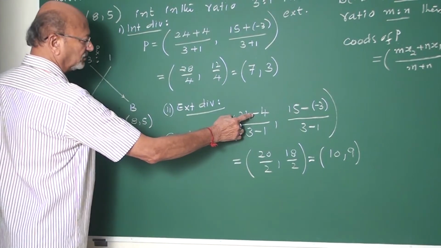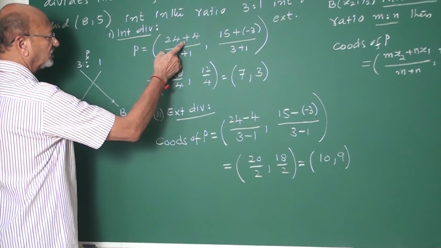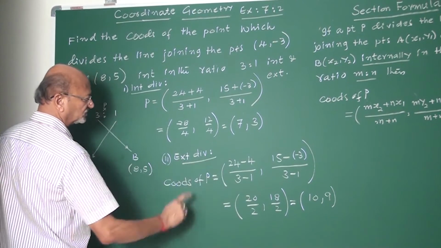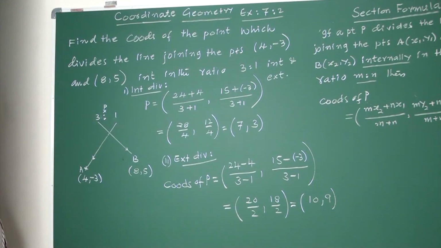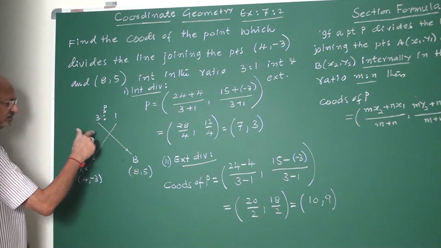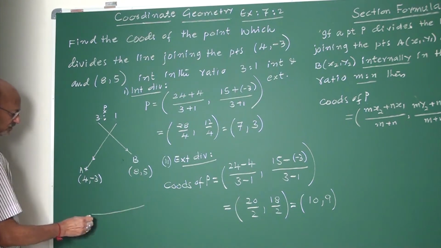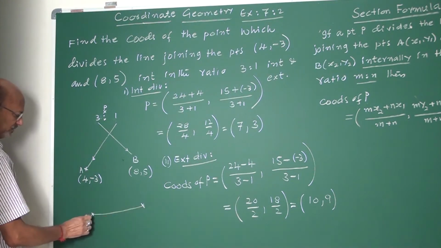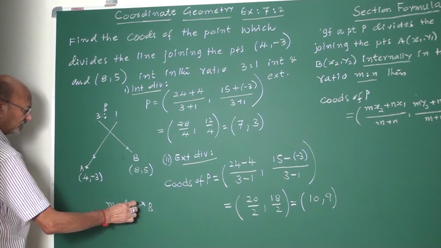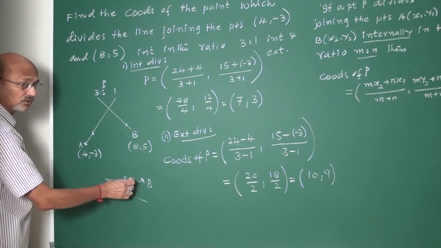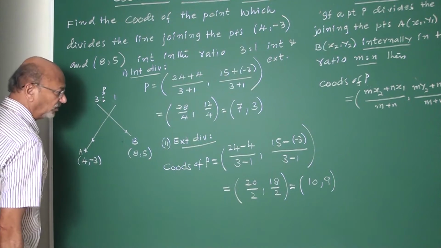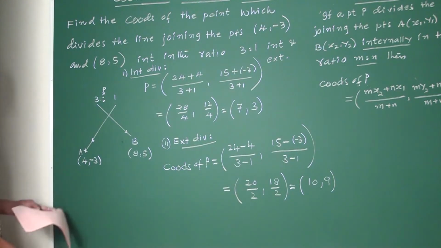For the external, minus, remember. For the internal, plus, remember. Both above as well as down, plus here and minus there. Hope it is clear, my friends. This is for the internal, this is for the external. Either we can go by this cross, otherwise with this, my friends. If it is P, this is M is to N like this, mx2, nx1 like this. Yes, my friends.